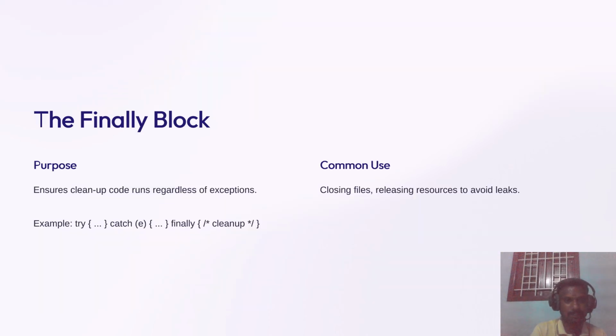This is the purpose of the finally block. It's very simple: the try, catch, then finally. Whatever statement is mentioned inside the finally block is executed at the end of the program. So that is called a finally block.